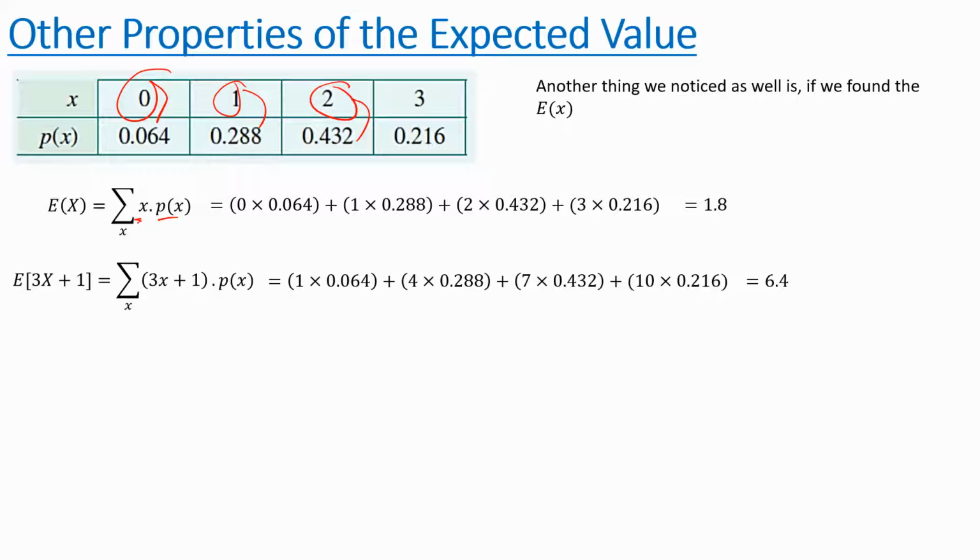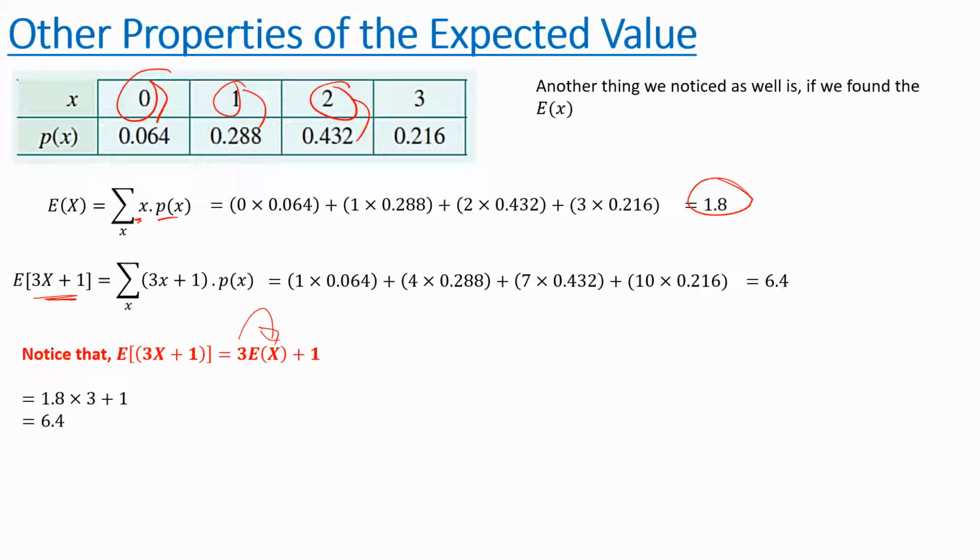Now the interesting thing is, I can show you why it works as well. What they noticed is that the expected value of 3x plus 1 is the same thing as 3 times the expected value plus 1. So the expected value of a linear function, 3 times x plus 1, is exactly the same as finding the expected value, multiplying it by 3, and adding 1. In our case, we have 1.8. So if I took 1.8, multiplied it by 3, and added 1, magically it becomes 6.4. But if you think about it logically, it makes sense.